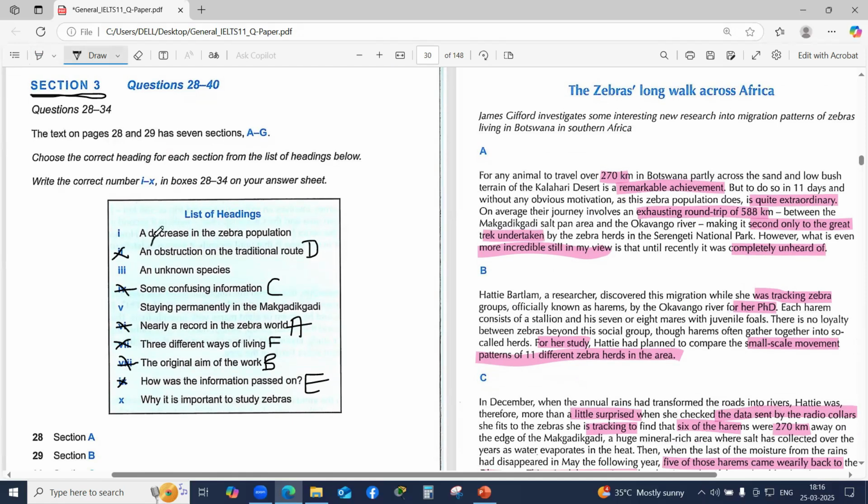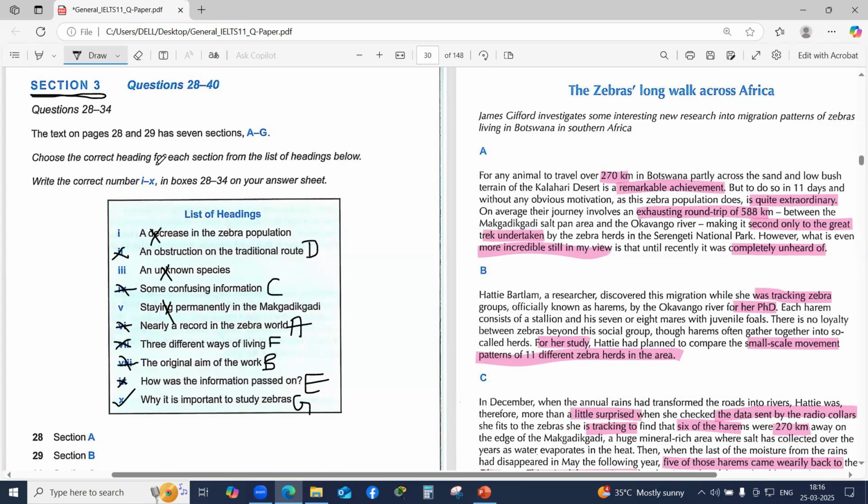Decrease in zebra population, you can eliminate this. Unknown species, eliminated. Staying permanently somewhere, eliminated. Why is it important to study zebras? This will be our last match. So D, C, A, F, B, E, G is the order.